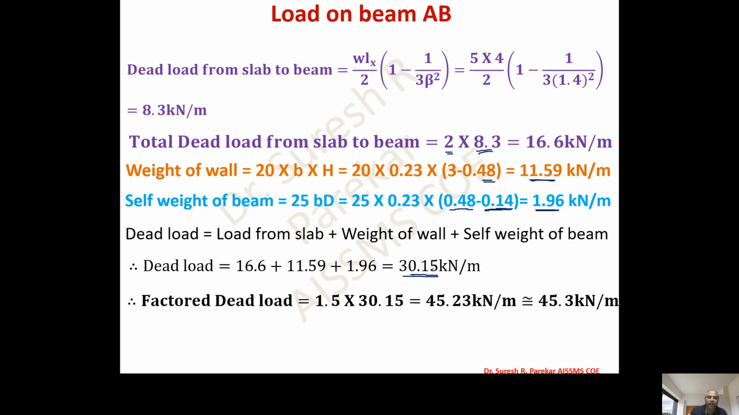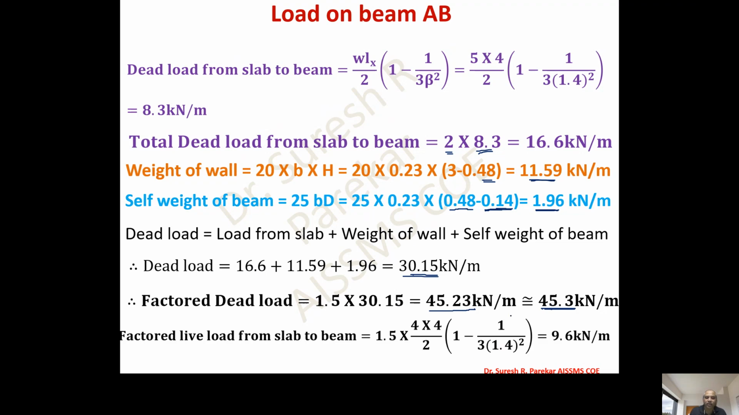Now we will make it factored. So 1.5 into 30.15, 45.23 kilonewton per meter, consider it as 45.3 kilonewton per meter. Now we will have factored live load from slab to beam. We know live load is given 4. So 1.5, this is for factored. This is W. Then we have Lx by 2, and then 1 minus 1 upon 3 beta square. So same formula we have used for live load also. And by this we will get factored live load as 9.6 kilonewton per meter.